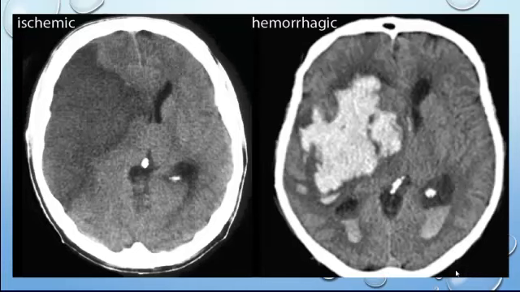Now, this image shows the difference between an ischemic attack on the left side and a hemorrhage on the right side. The difference is quite apparent between both images.